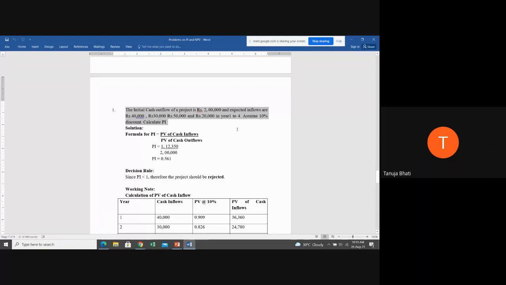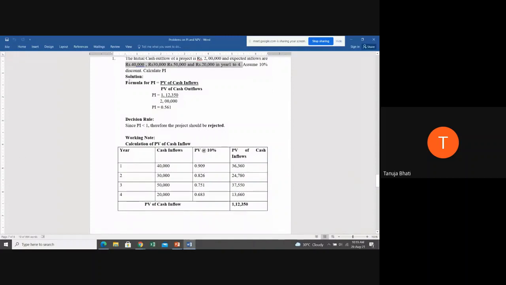So here we do not have PV of cash inflows because it is the future value after 1 year, 2 years, 3 years and 4 years. So here we need to calculate the PV of cash inflows, and for that we obviously require a working note. In the solution you can see the formula for PI is PV of cash inflows divided by outflows. Now this inflow figure we have to calculate. Outflow figure is already given, 2 lakh rupees. So we'll prepare a working note, that is calculation of PV of cash inflow.